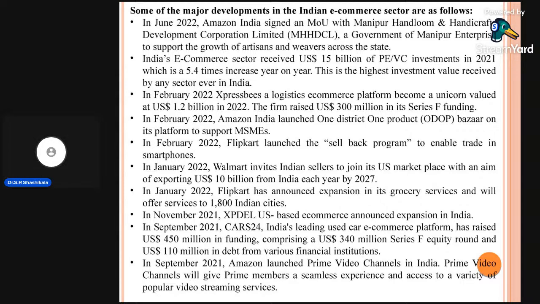In January 2022, Flipkart announced expansion of grocery services. Similarly, in September 2021, Amazon launched Prime Video Channels in India, which give Prime members a seamless experience across a variety of popular video shows and streaming services. Flipkart is functioning as the powerhouse of e-commerce in India. Flipkart added a new fulfillment center in Dankuni, a place in West Bengal. Then we have Goofers, the grocery delivery startup, and Mastercard invested an undisclosed amount in Instamojo.